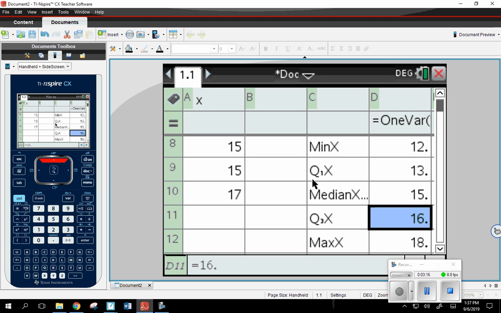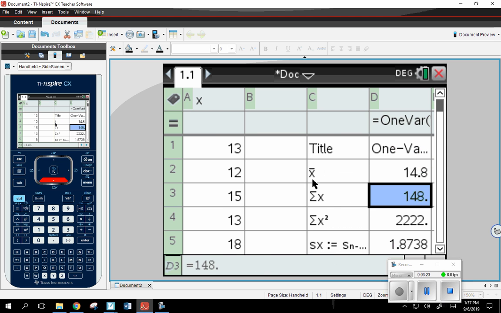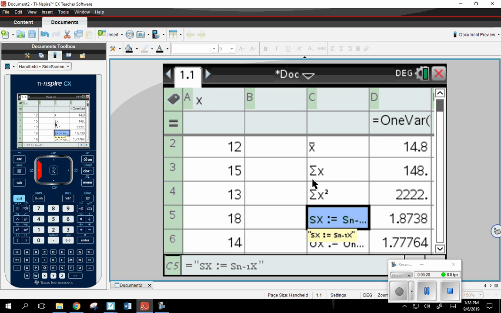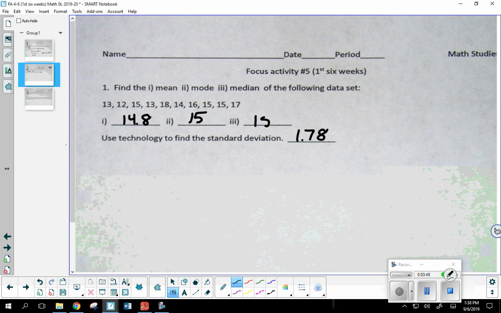We're actually down near the bottom. So we also wanted the median, which turns out to be 15. Okay, so we have that one. What should I be getting for the mean? I got 14.8. And I keep forgetting, which one do I want, S of X or sigma X? Sigma X is the one I want for standard deviation. Okay, so let's say that's 1.78. Let's say we want to round it to 3 sig figs. So 1.78. What was the mean? 14.8. And the median was 15 as well.